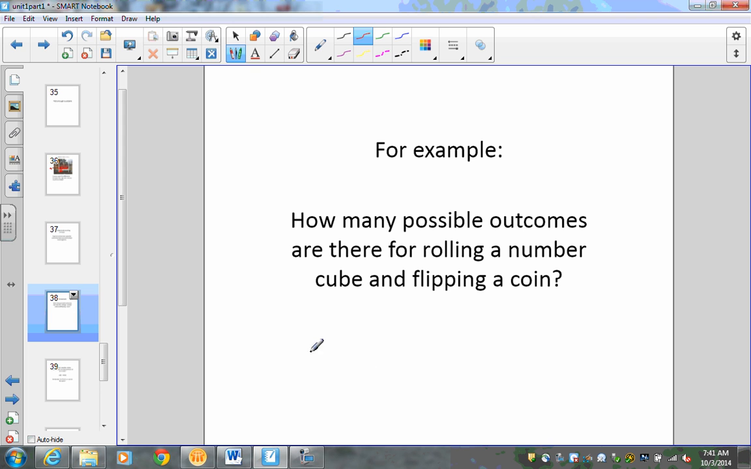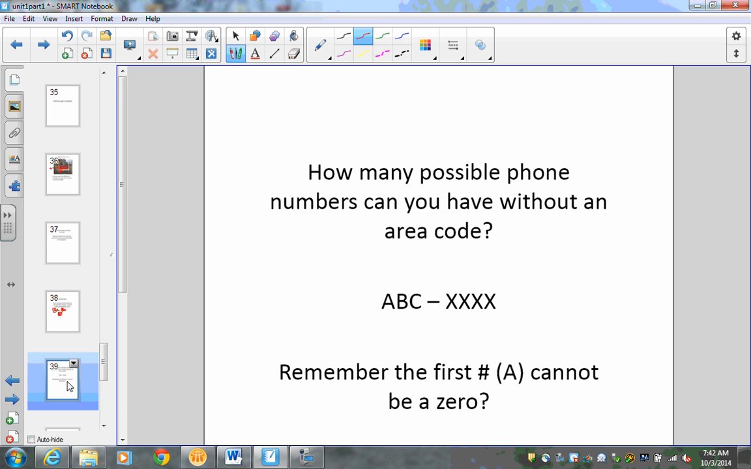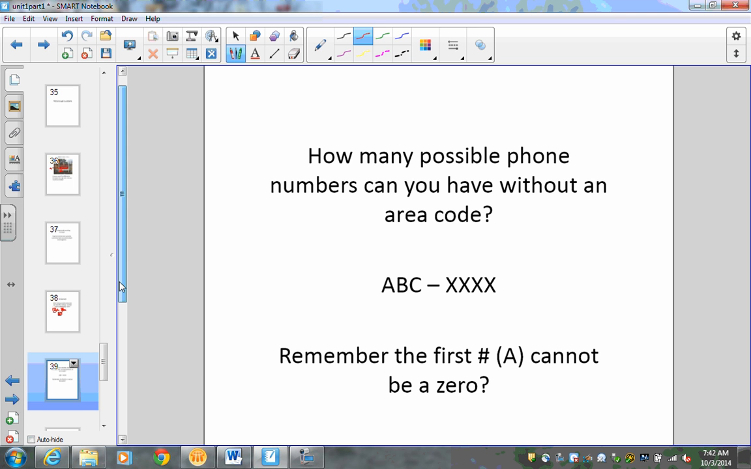Well, rolling a number cube, there are 6 sides. Flipping a coin, there are 2 sides. So if the question was, how many possible outcomes, very simply, all you would do is take 6 and 2 and multiply them to get 12. So all my possible outcomes for this situation would be 12. All right, let's keep going. Now this is the type of stuff that you're going to see in this class.